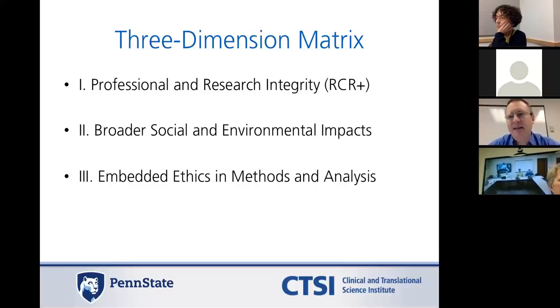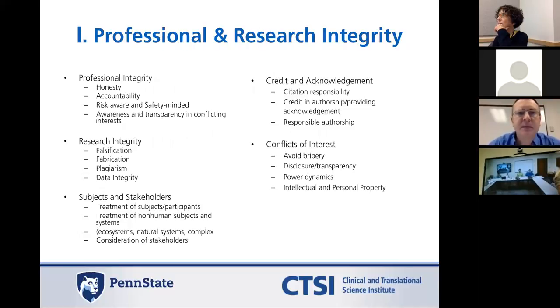And then embedded ethics in methods and analysis, which gets into the standards of practice within a particular scientific or research endeavor, particularly in terms of analysis, deriving hypotheses, and handling uncertainty. So let's go through them again. Professional and research integrity.